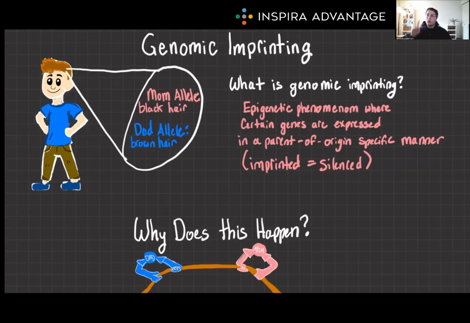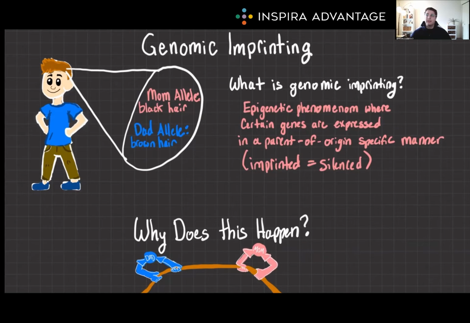Every individual inherits two copies of their genes, one from the mom and one from the father. Normally, both of these copies are active and contribute to the individual's phenotype. But imagine a scenario where only one of these copies is active and the other remains silent, regardless of its sequence. That's genomic imprinting in a nutshell. But we need more than a nutshell for the MCAT, so we'll dive a bit deeper.